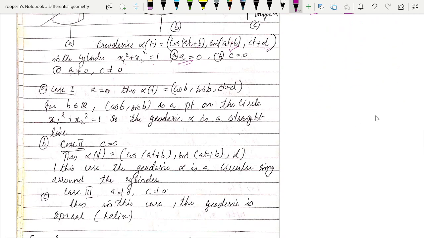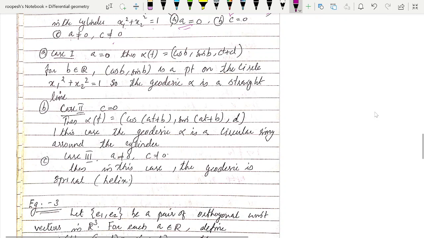So case 1, a equal to 0. We have discussed it here. When a equal to 0, then alpha of t will become like this. For b belongs to R, you will get x1 square plus x2 square equal to 1. So the geodesic alpha is a straight line here. Right? How are you finding? a equal to 0 means what you are getting is cos b, sin b, ct plus d. For b belongs to R, cos b, sin b is a point on the circle. Right? Now you are taking a circle and a point over the circle, that is your point cos b, sin b when you are fixing b. Now what you are going to do is change your x3 direction. So x3 direction means in this direction.